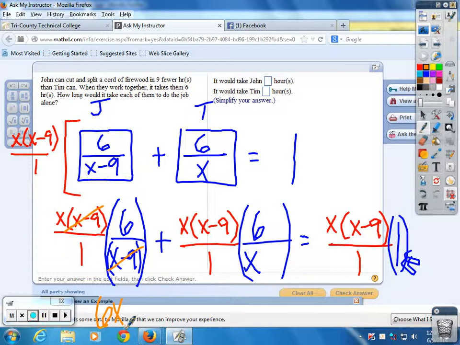All right, where were we? 6x, and then the x cancels. Leaves 6 times x minus 9. You would just say 6x negative 54? In just a minute, yeah. Okay. Equals, quit stealing my thunder. All right, times equals x times x minus 9. So we're going to take that over to the next page.